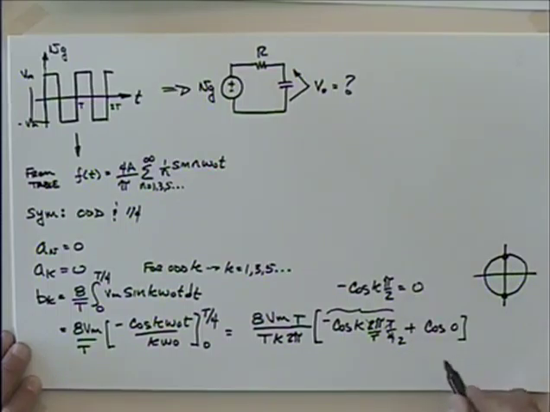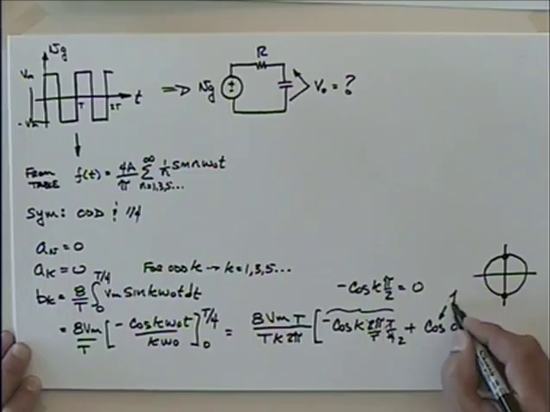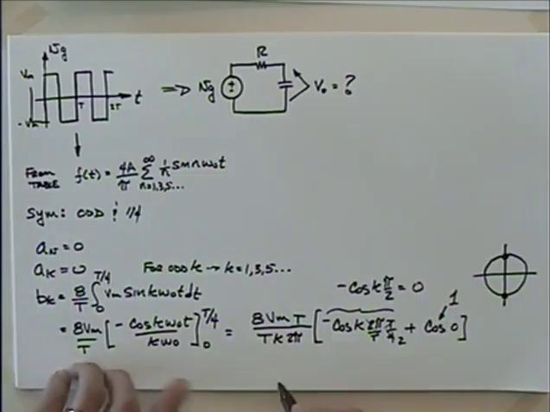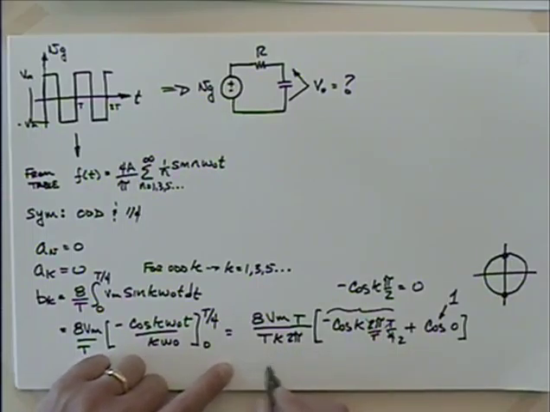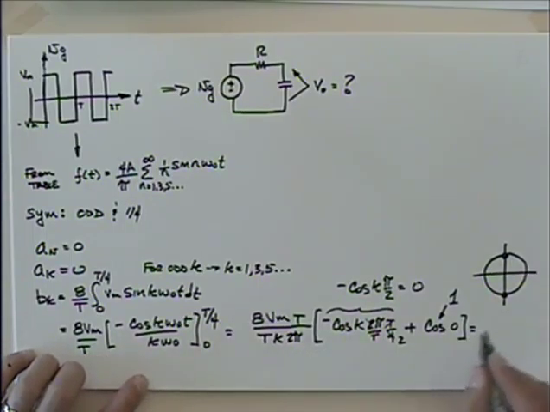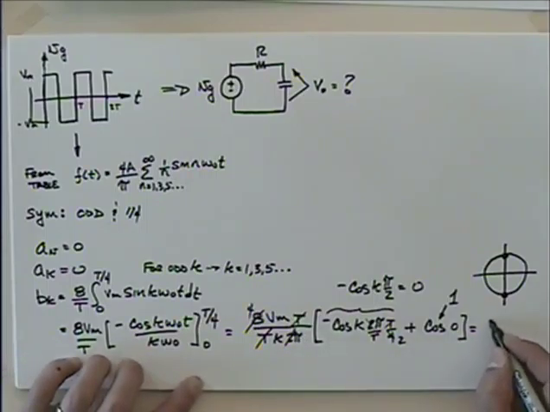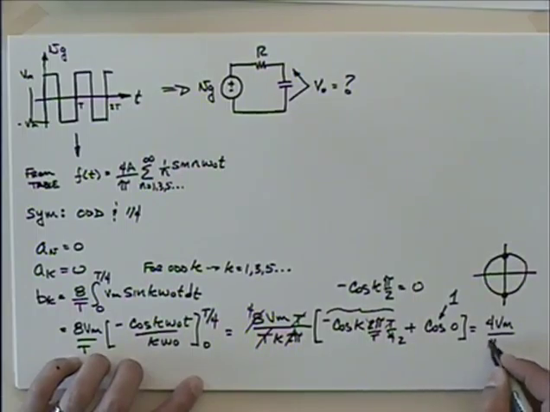Okay, and what's cosine of 0 then? Yeah, hopefully this amounts to something or I'm going to have a problem. So that's 1. So really that whole thing inside the square brackets is just 1. And I'm left with b sub k being equal to, let's see, to cancel those t's, this is 4, cancels with that. So I have 4 Vm divided by pi k.